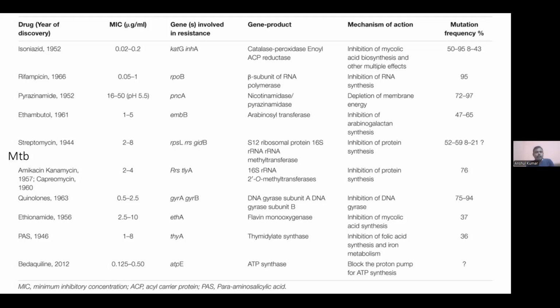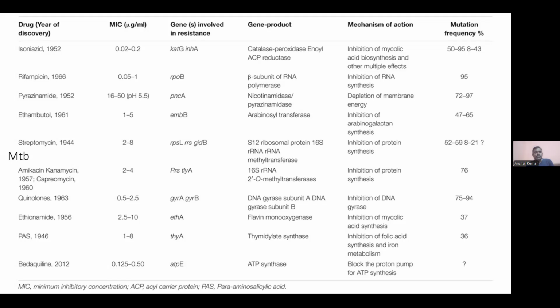Next is rifampicin. The year of discovery is 1966. MIC is 0.05 to 1. The gene involved in resistance is RPOB, and the gene product is the beta subunit of RNA polymerase. The mechanism of action is the inhibition of RNA synthesis. Basically, here we are discussing how the drug acts, and if there is any mutation in these genes, suddenly these drugs cannot act on them.